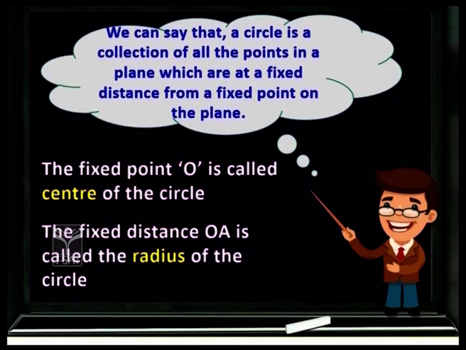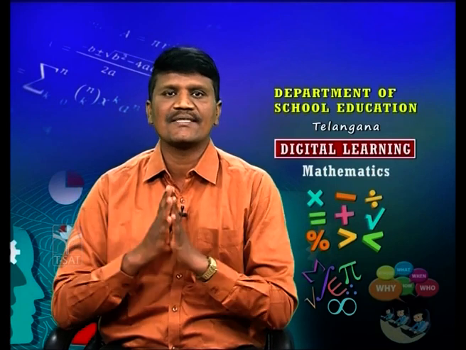So, what can we say, students? A circle is a collection of all the points in a plane which are at a fixed distance from a fixed point in a plane. The fixed point O is called the center of the circle and the fixed distance is called the radius of the circle. Next, let us see.